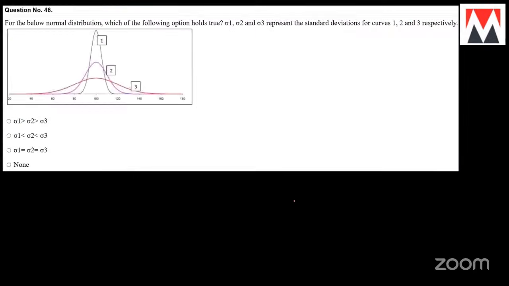Now, for the below normal distribution, which one of the following options hold true? Sigma 1, sigma 2, sigma 3, standard deviations are 1, 2, 3. See, if you see correctly, this one has a very small standard deviation. Your sigma 1 is the least one you have, because that is the sharper one. Means when it is very narrow, your deviation is very small. So sigma 1 is less than sigma 2 is less than sigma 3.